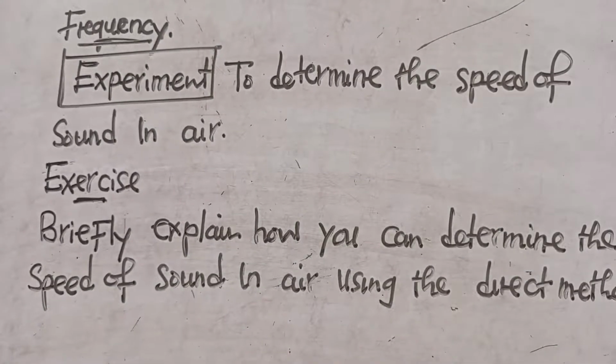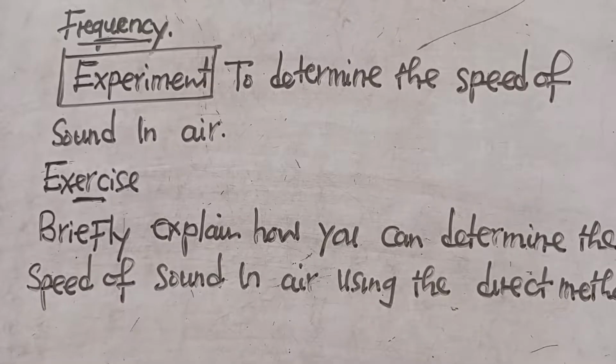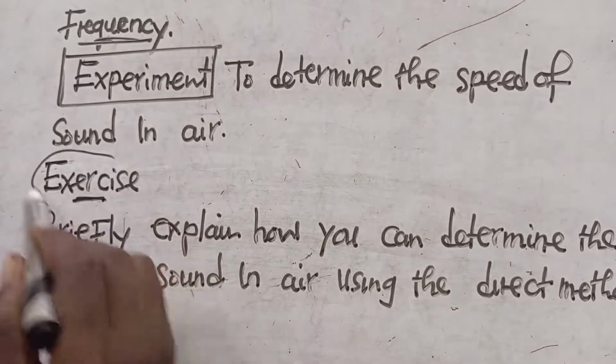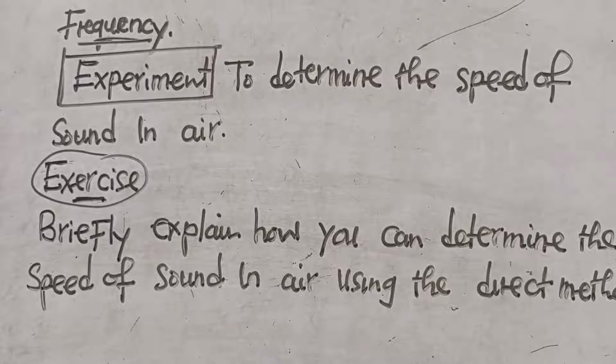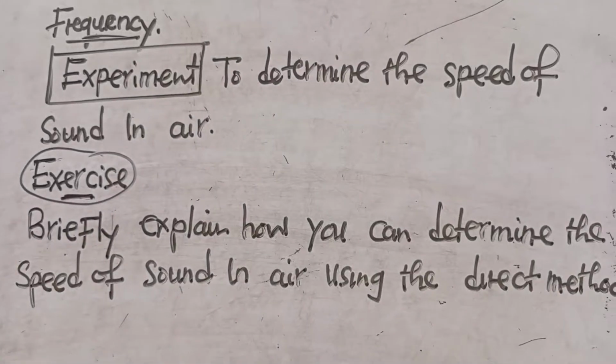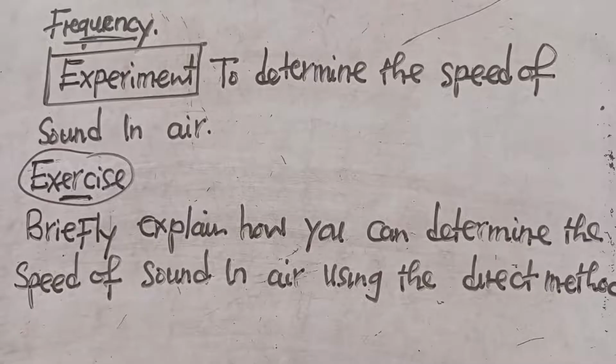In an exam, they won't always specify, but if they do, you know what to do. They can give you echo or direct method, but if they just tell you to determine the speed of sound, then you can answer using the echo way or the direct way. But in this lesson, we've just done one part, which is the direct method. So I want you to explain in an essay form, like an essay. That's what I want you to do.